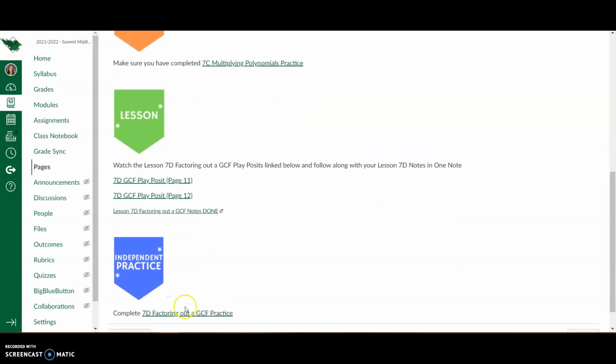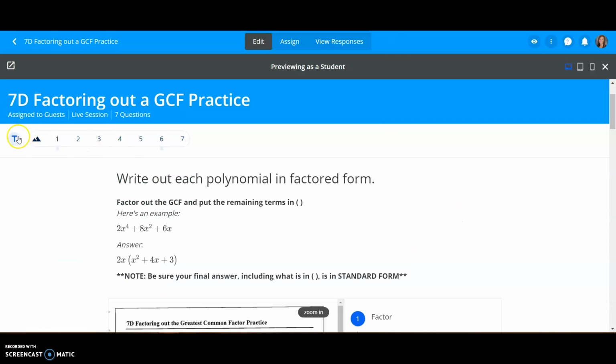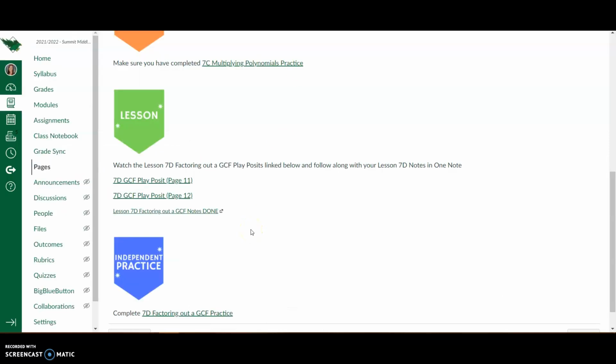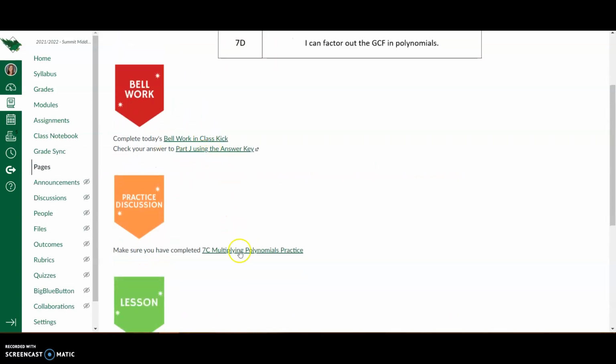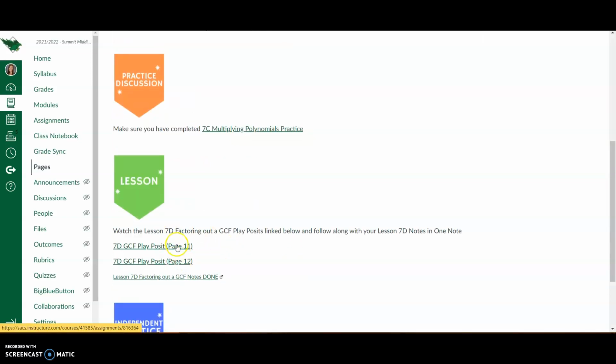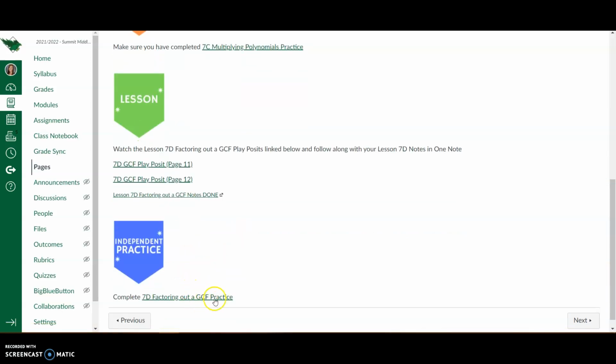And then once you're done with that, you have a homework assignment where you're going to practice factoring out a GCF. So click on that homework assignment. It looks like this is just 7 questions. So you'll practice that, and homeworks are always multiple submission. And also your play posit, if you're not happy with your score, feel free to rewatch it to get a higher score. So we are doing our bell work and class kick. Make sure your homework's ready to go. You're watching 2 play posits to learn about how to factor with polynomials, and then you are doing your homework for this evening.